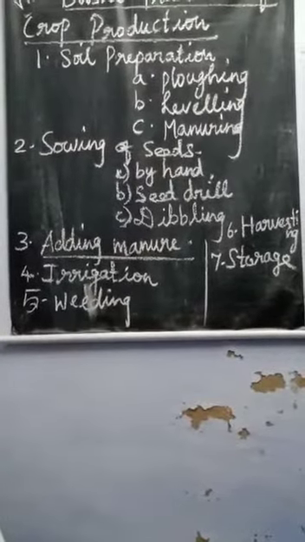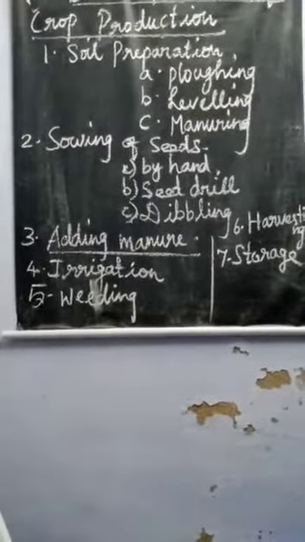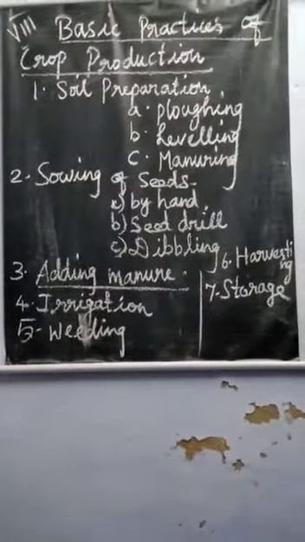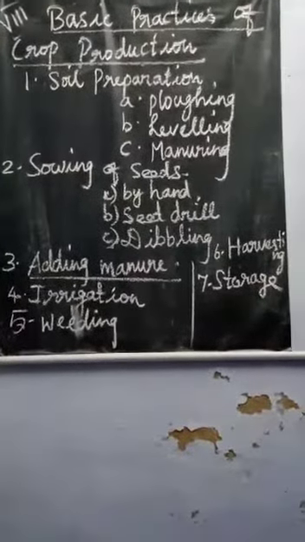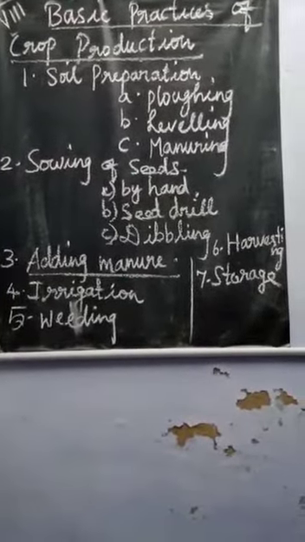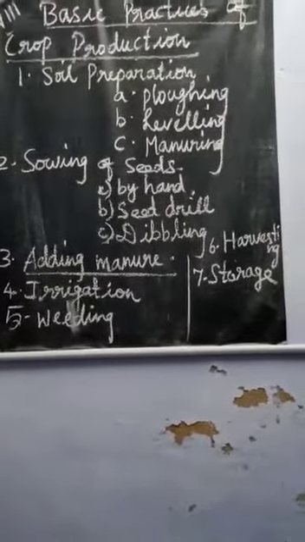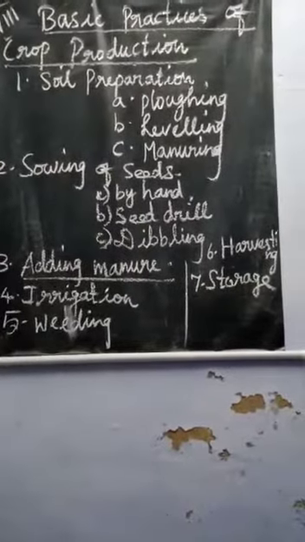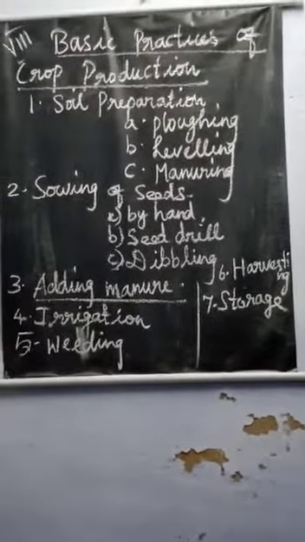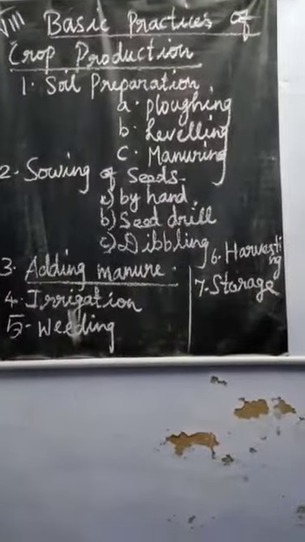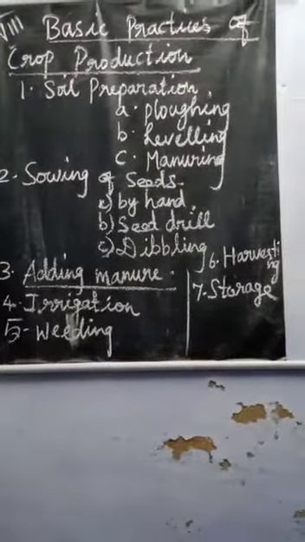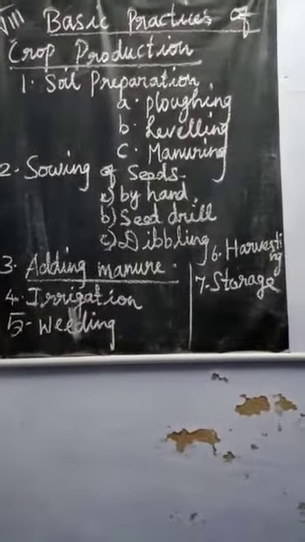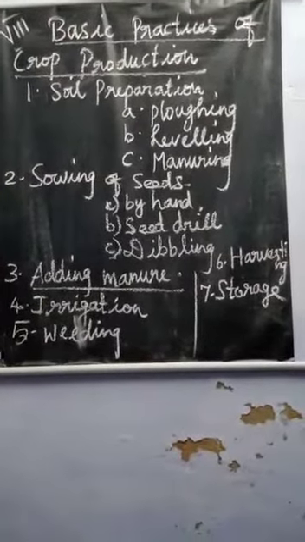Irrigation is nothing but watering the plants. This is not involved in your portion. Only soil preparation, sowing of seeds, and adding manure. Water is important for proper growth and development of plants. Irrigation methods are of two kinds, traditional and modern. In the modern method there are the sprinkler system and the drip system, but you do not have these portions. The next one is weeding.